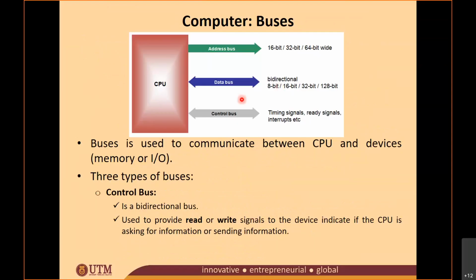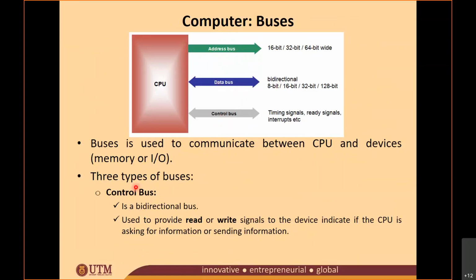Okay, next we have the computer buses. This bus is used to communicate between the CPU and your memory tadi, and the CPU with your input output. So buses ni ada tiga jenis bus. Kalau kamu tengok, kamu ada tiga jenis bus: address bus, data bus, and control bus. So now we're going to see what these buses do.